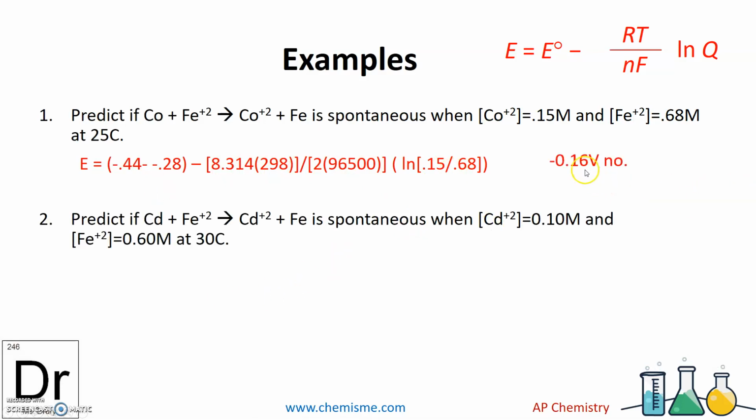I got negative 0.16 volts, and that means no, it's still not spontaneous even at these molarities, because a negative voltage is not good, right? We want volts to come out, but not negative.